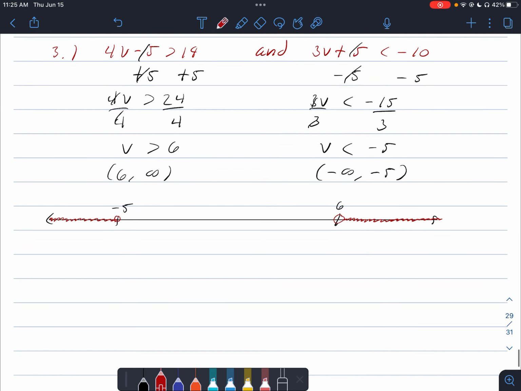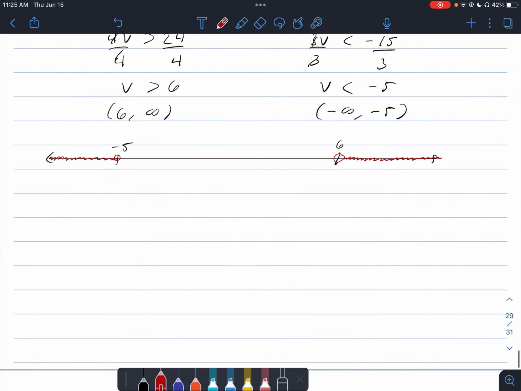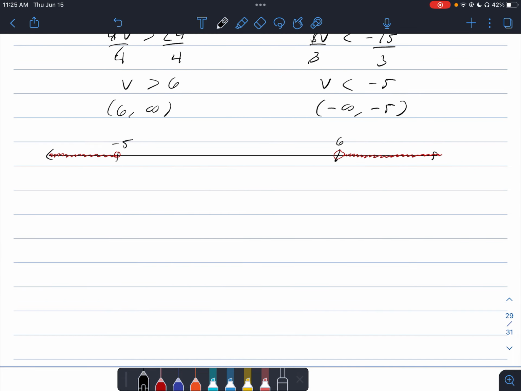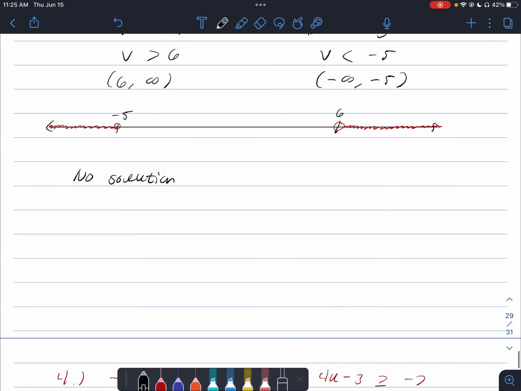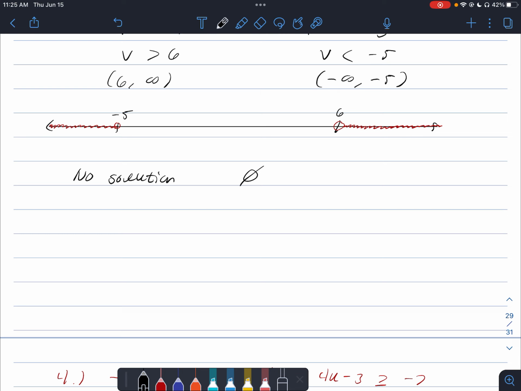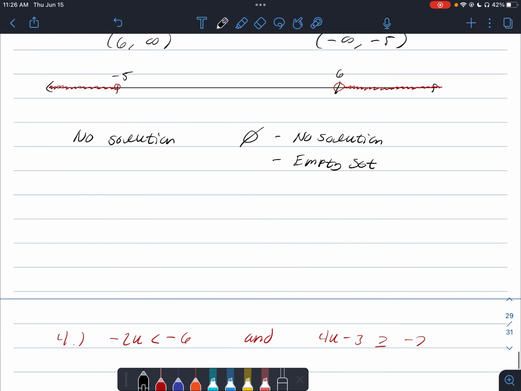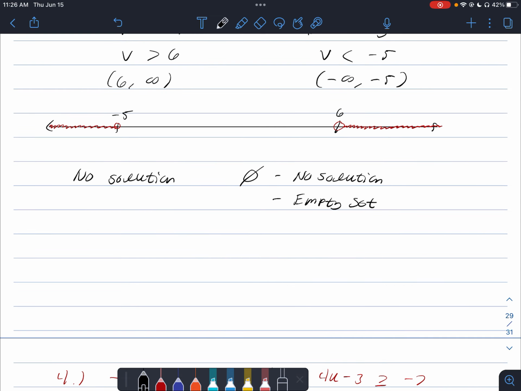Okay, and in a situation where it doesn't exist, you are going to end up actually just having no solution. Okay, or sometimes we use a symbol that looks like this, and this just implies no solution, or we call this the empty set if you're going to use set theoretic notation. This means there's no numbers in that set, basically. That's what that symbol means.